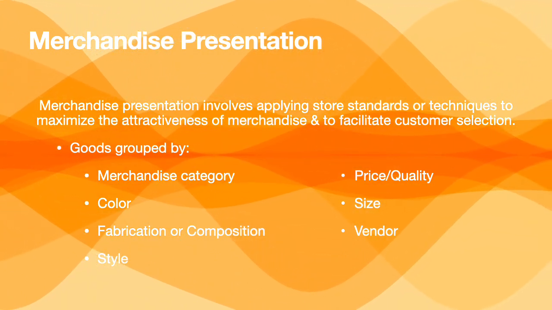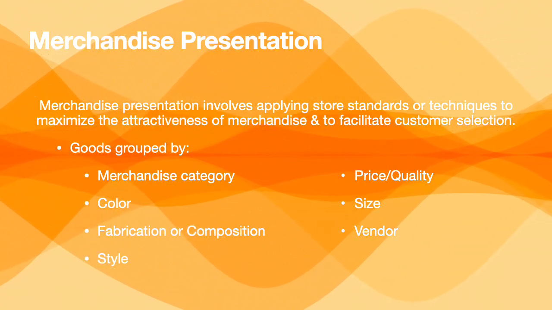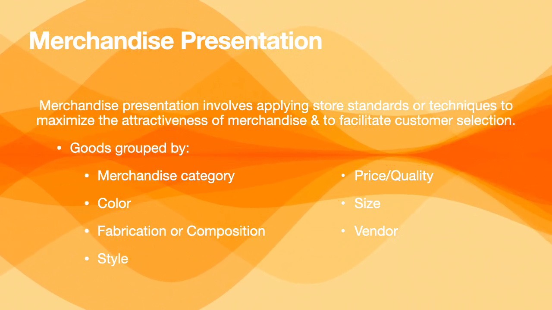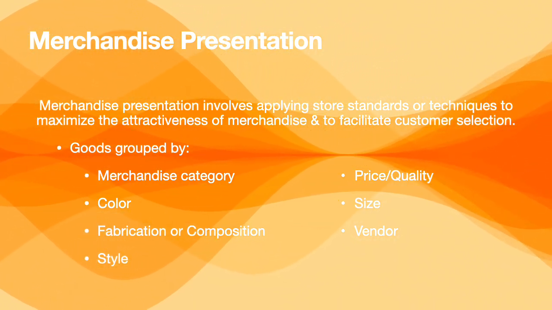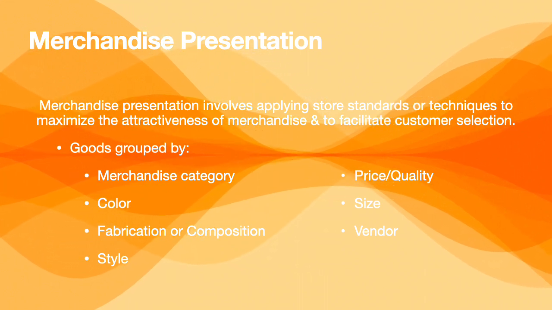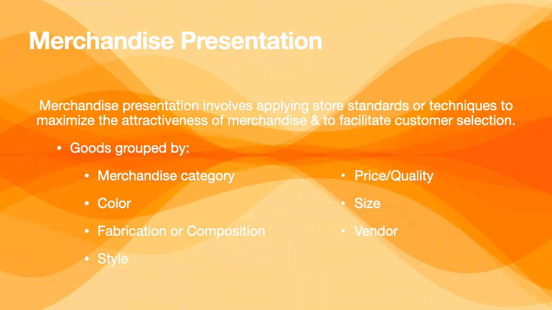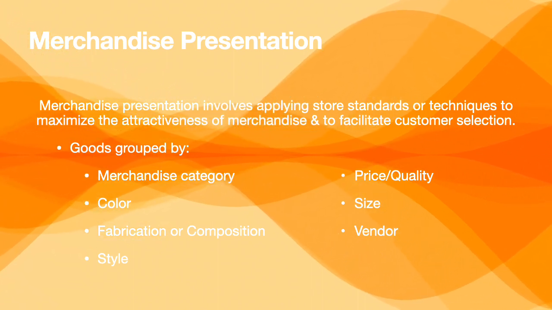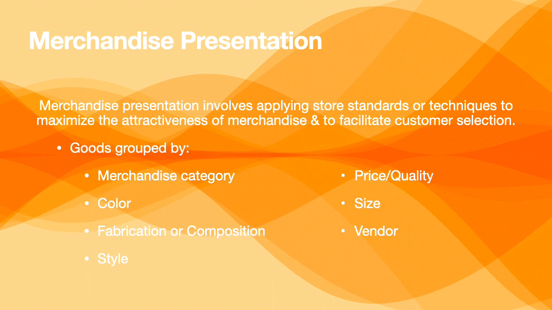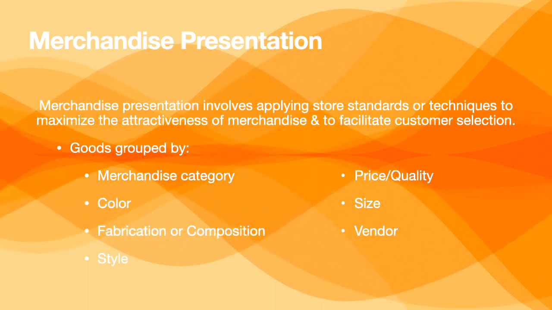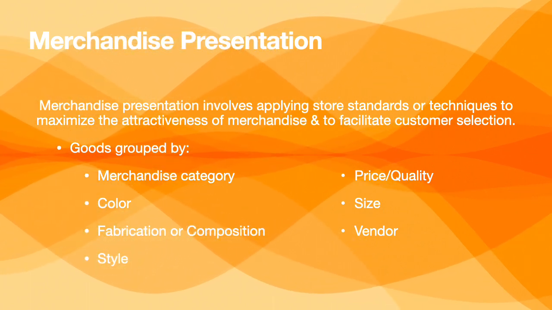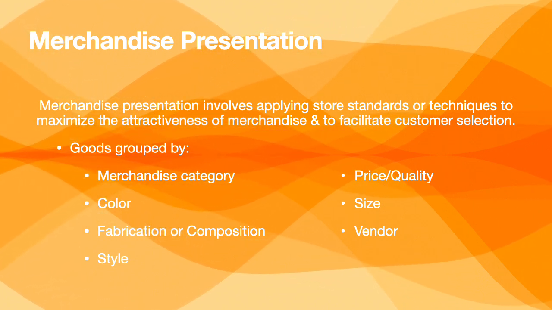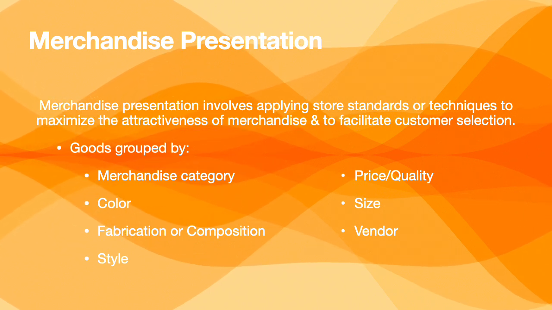Style. Merchandise is presented by style for the customer's convenience and for visual impact. Price or quality. Goods are grouped by price and or quality to facilitate customer selection when an assortment has a wide range of quality or price points. Size. Merchandise is sized to facilitate customer selection. Sized merchandise is typically presented from small to large, left to right, top to bottom, and front to back.